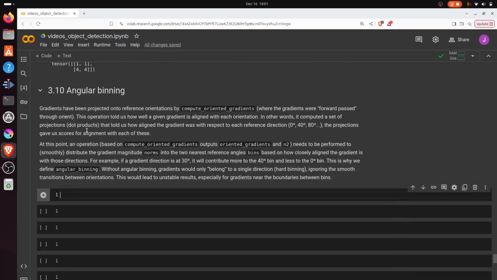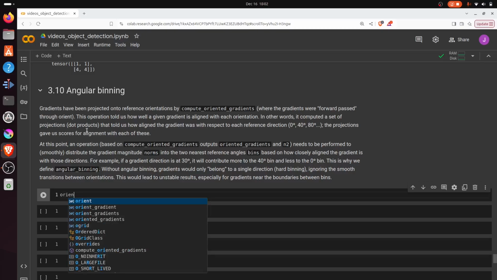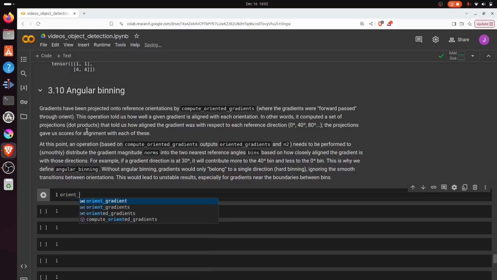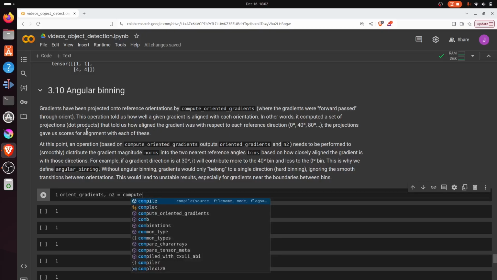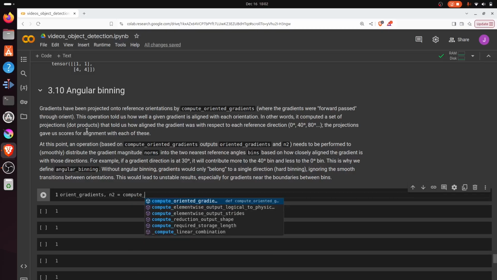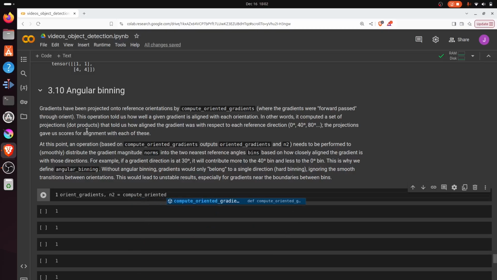All right, so let's do that. Let's unpack it. So oriented gradients. You can call it different names when you unpack, but let's call it the same way that I did in the original function. So compute oriented gradients.